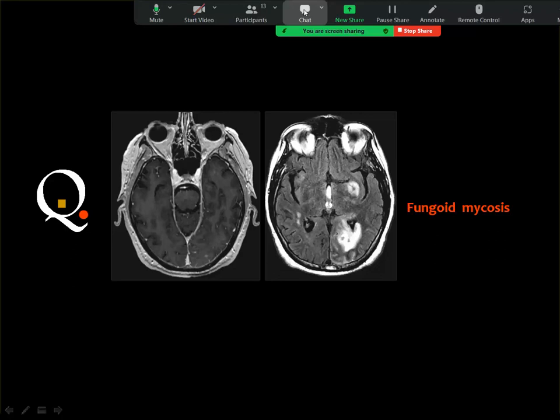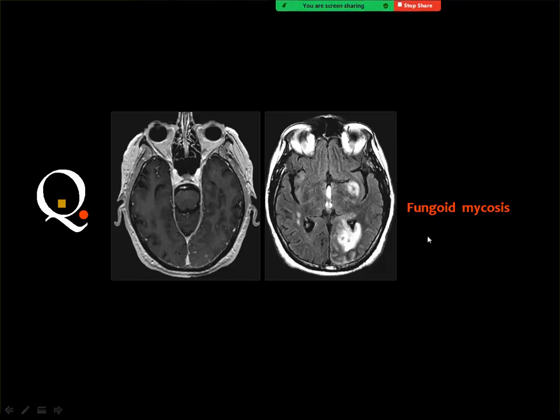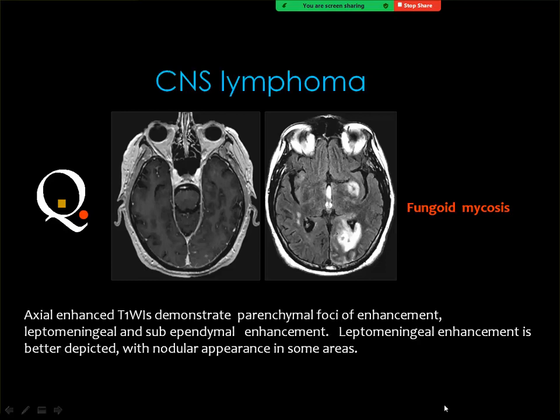If you know what is fungoid mycosis, then you can easily diagnose the case. But if you do not know, this fungoid mycosis is lymphoma of the skin. If the patient is known to have lymphoma of the skin, then you know that these periventricular lesions will represent lymphoma as well. And sometimes the lymphoma may show very weak or even very faint contrast enhancement.